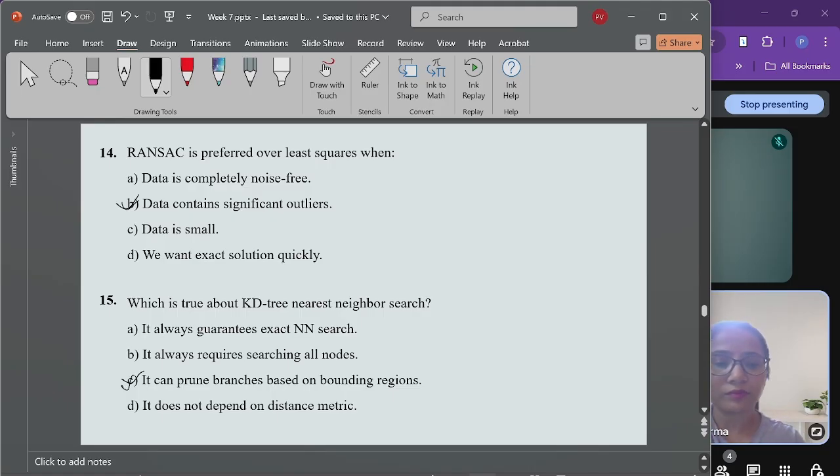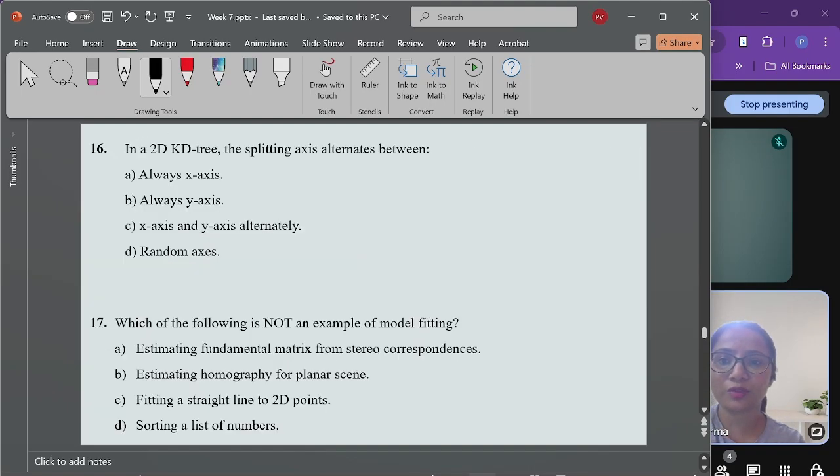Okay. Now moving to the next question. In a 2D KD tree, the splitting axis alternates between: option A, always the x-axis; option B, always the y-axis; option C, x and y axes alternately; or option D, a random axis. So I think you can answer at least this question. Option C. Yeah, option C is the correct answer. It splits alternately on the x and y axes.